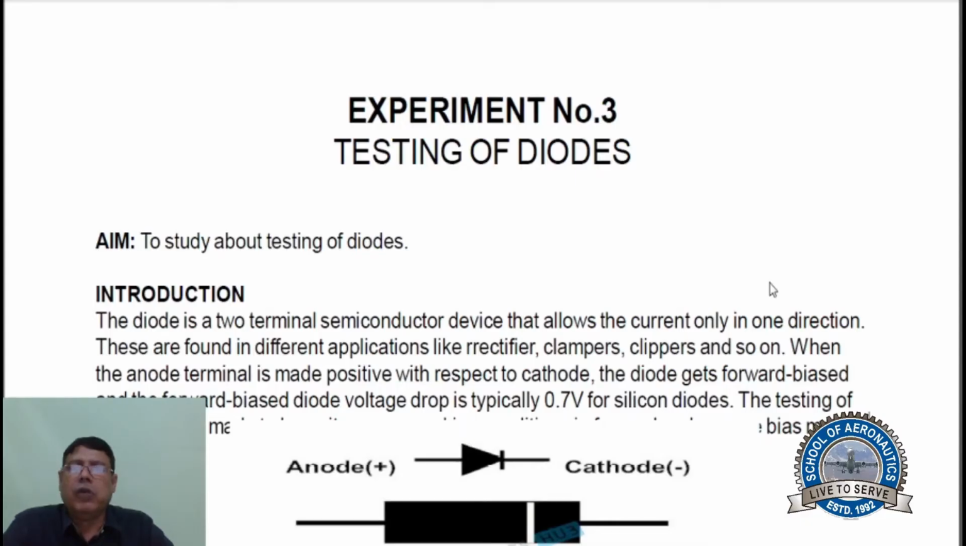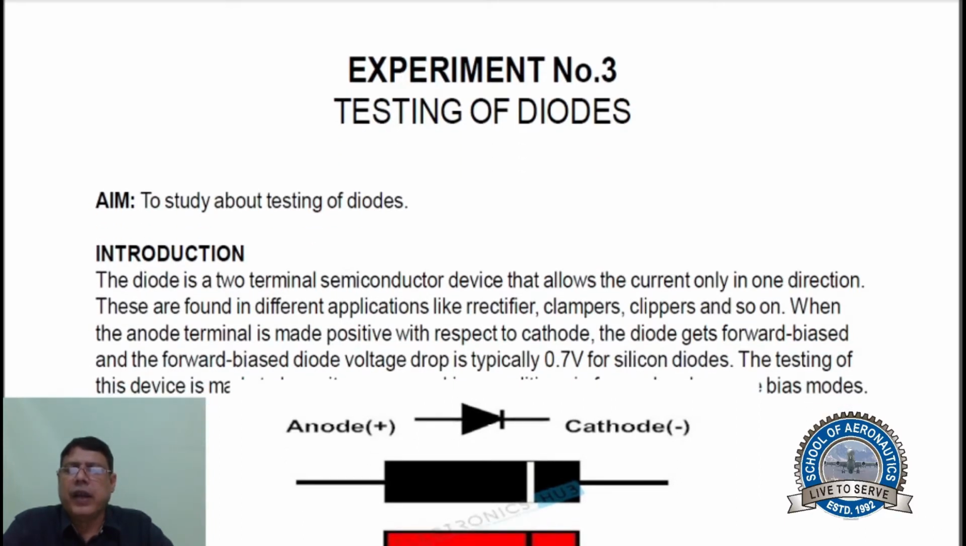Hello class, today we'll do the experiment on diodes. Aim of the experiment: to study the testing of diodes. Introduction. The diode is a two-terminal semiconductor device that allows the current to flow in one direction.